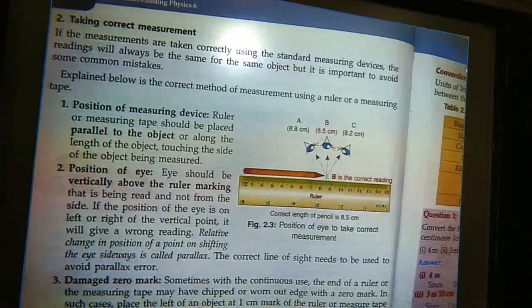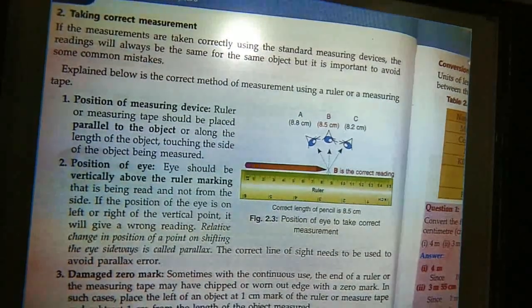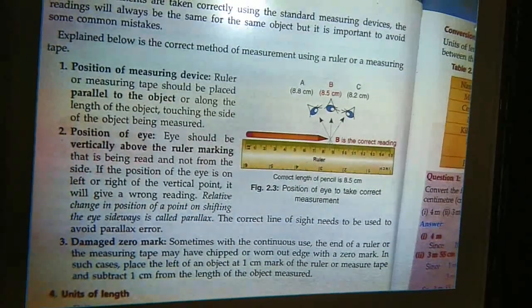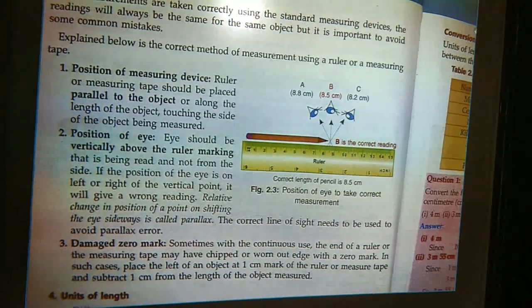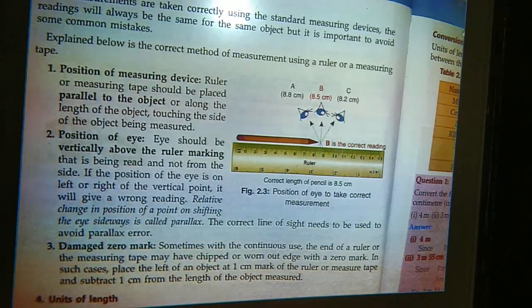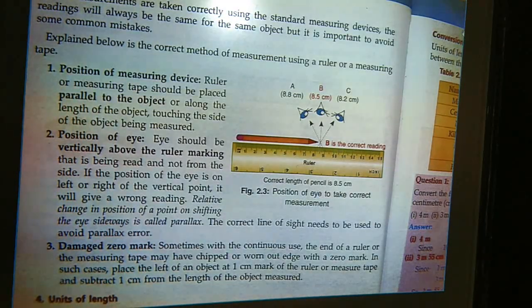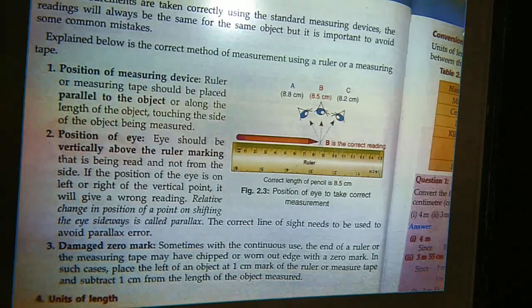Next point, position of eye. Eye should be vertically above the ruler marking that is being read and not from the side. If the position of the eye is on the left or right of the vertical point, it will give a wrong reading. Relative change in position of a point on shifting the eye sideways is called parallax. The correct line of sight needs to be used to avoid parallax error. So you can see in the figure position of the eye to take correct measurement. So what you will consider here, the B point. So that is the correct one.